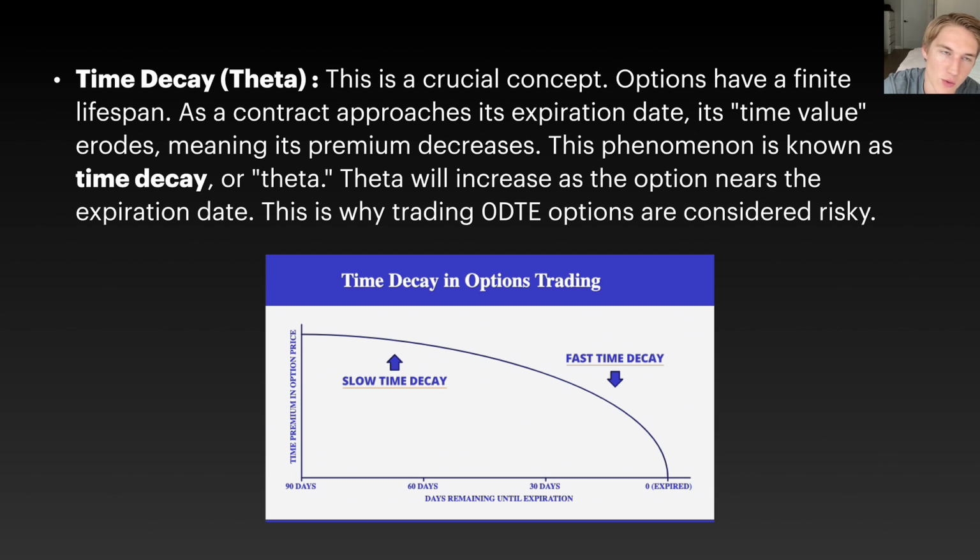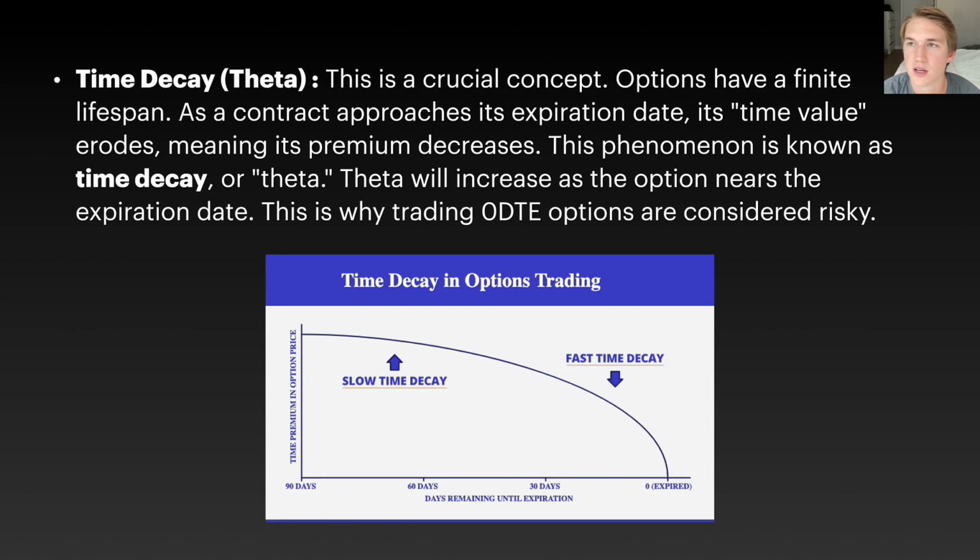Theta, otherwise known as time decay. This is a crucial concept. Options have a finite lifespan. As a contract approaches its expiration date, its time value erodes, meaning its premium decreases. This phenomenon is known as time decay, or theta. Theta will increase as the option nears the expiration date. This is why trading 0DTE options is considered risky, because theta is really going to be working against you.